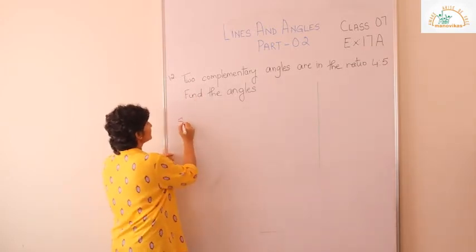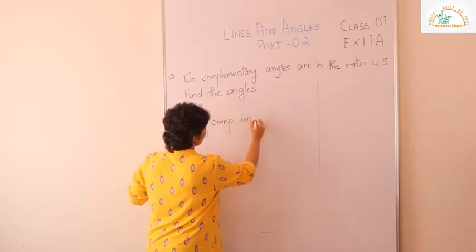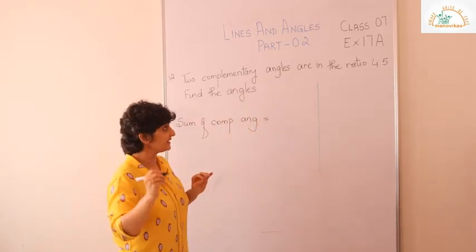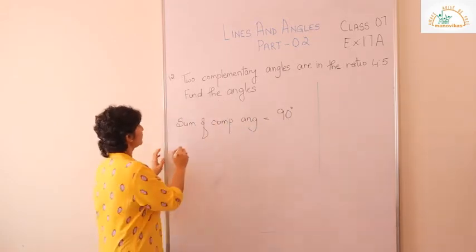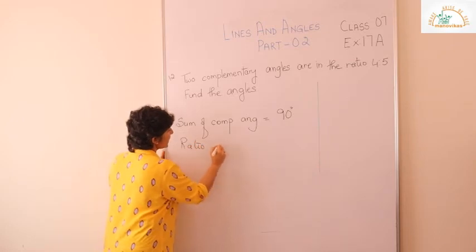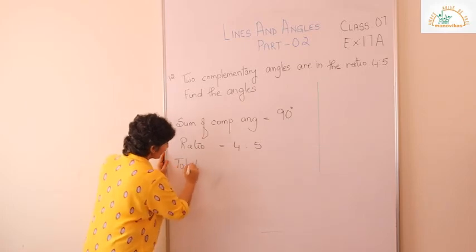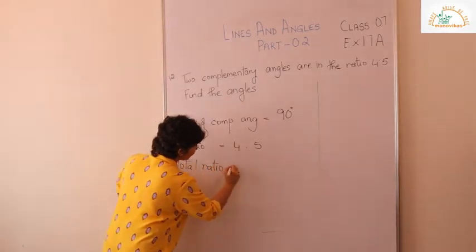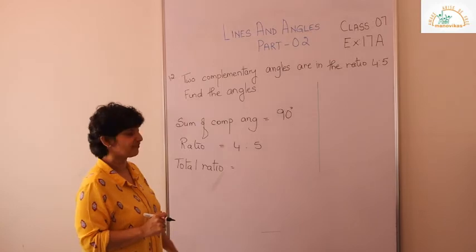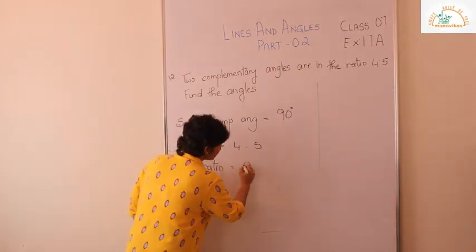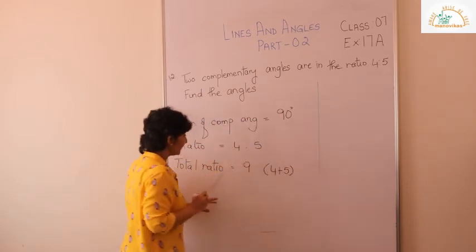The first thing is we write the sum of complementary angles. You know what is the measure of the complementary angles, children? It is 90 degrees. So the sum is equal to 90 degrees. What are your ratios? Your ratio is 4:5. Then comes total ratio. Please recollect what you have done in your ratio chapter. This is the distribution that we do. Total ratio, how do I find out? 4 plus 5 gives me 9. Correct?